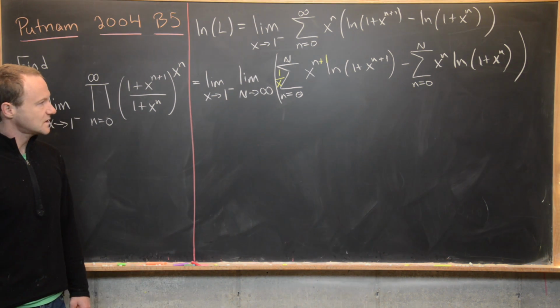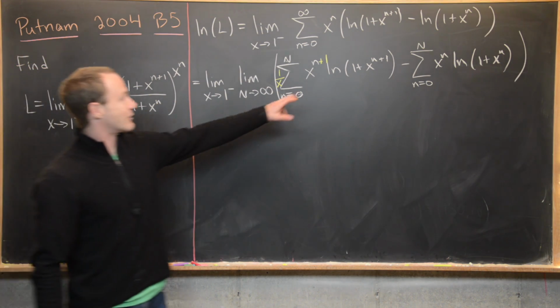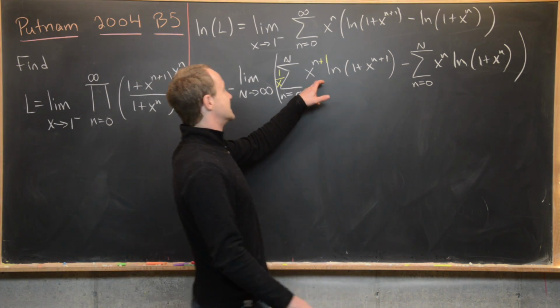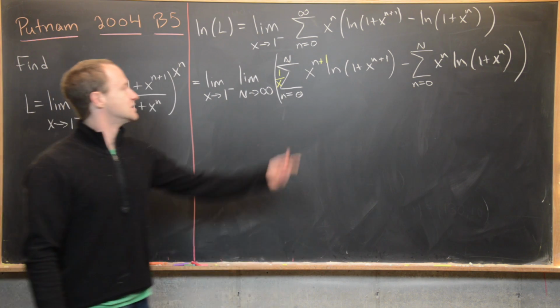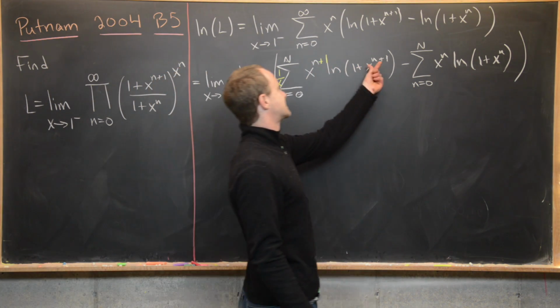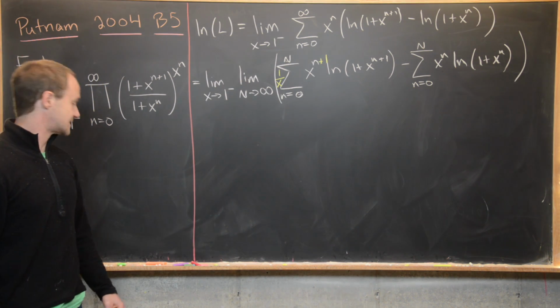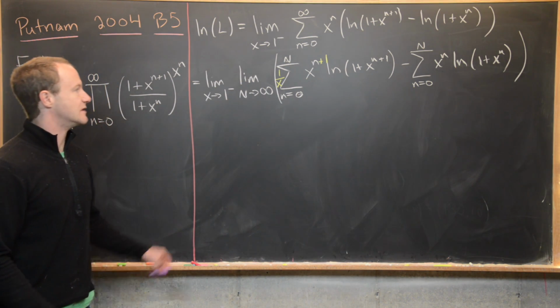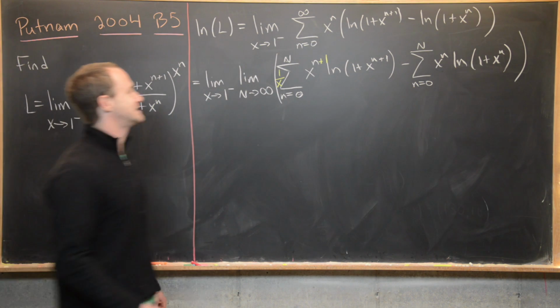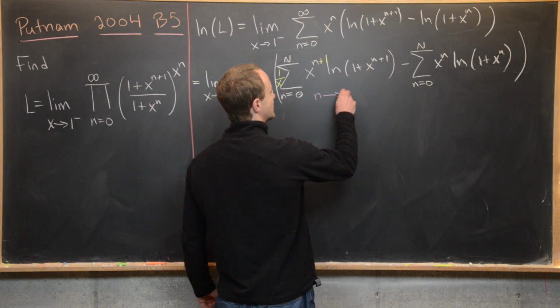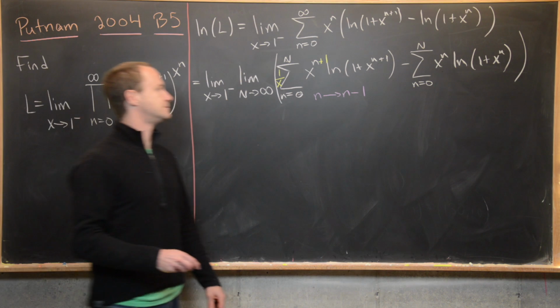Okay, great. Now next, I would like to re-index this second sum so that the power of x looks the same as it does over here. That way we can combine these. So let's see maybe how we could do that. Well, we could do that by sending n to n minus 1.